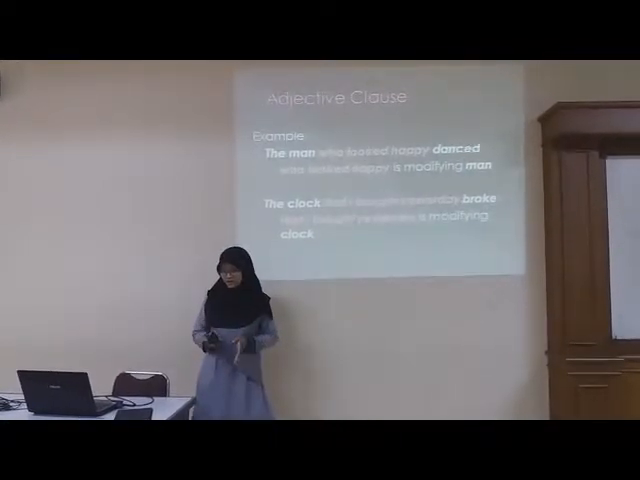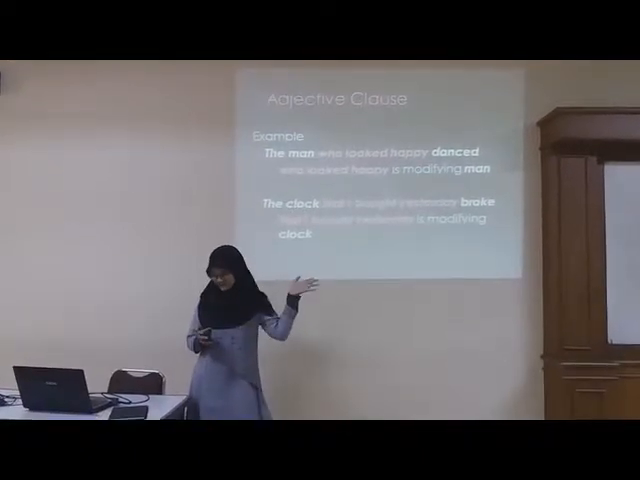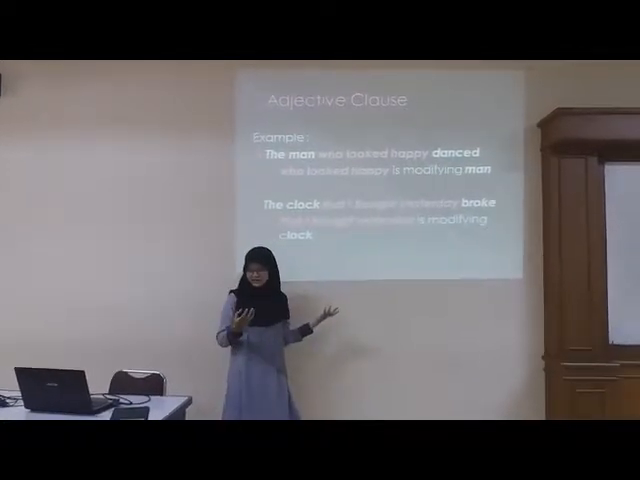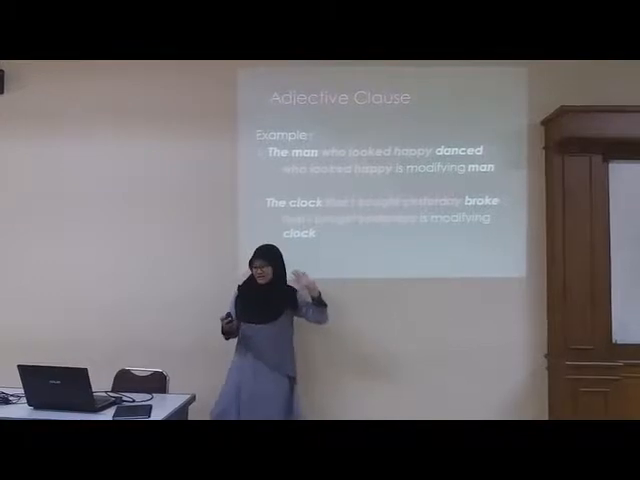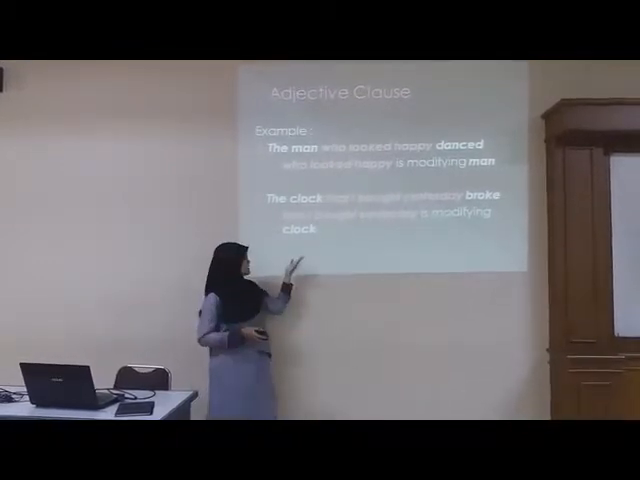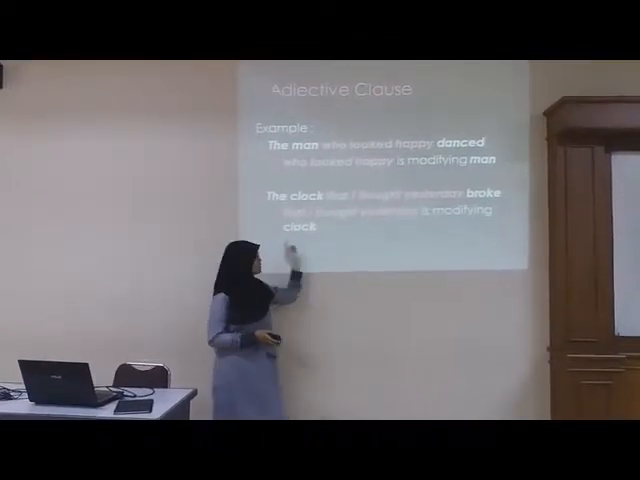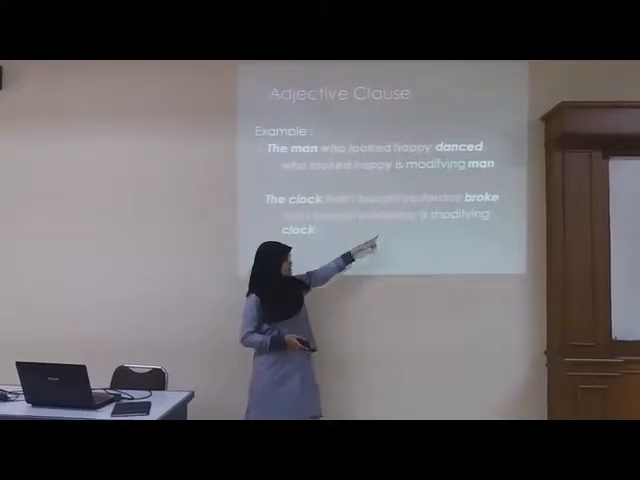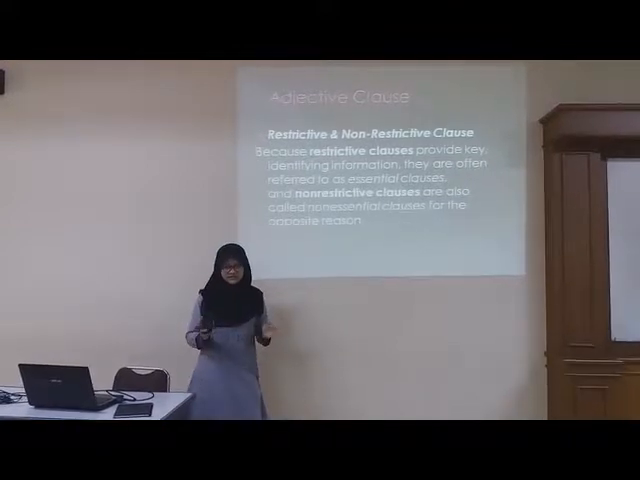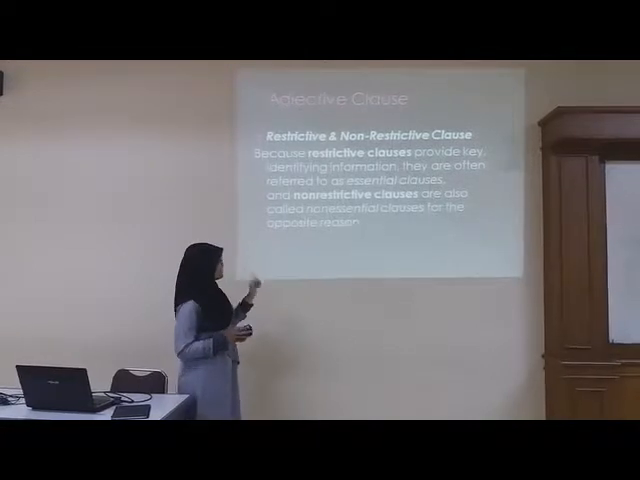Adjective clause, the examples are, the man who looked happy danced. So, who looked happy here modifies the man, because adjective is modifying a noun. And the second example is the clock that I bought yesterday broke. And that I bought yesterday is modifying clock. Adjective clause is divided into two. The first one is restrictive and non-restrictive clause.